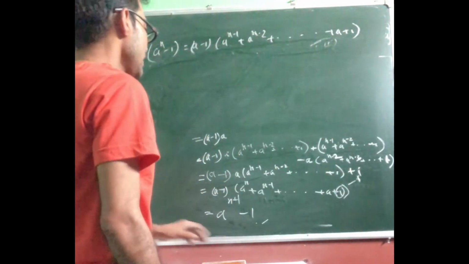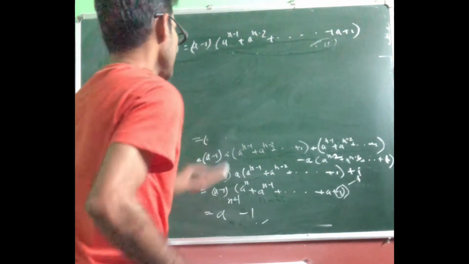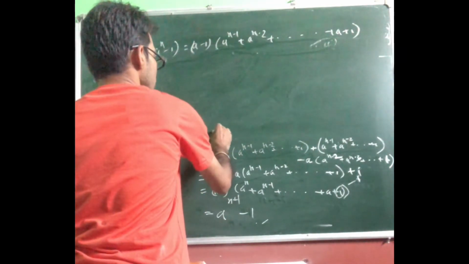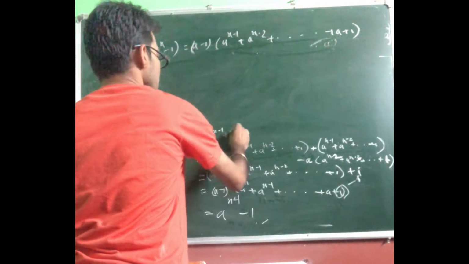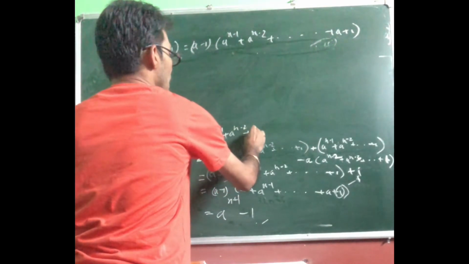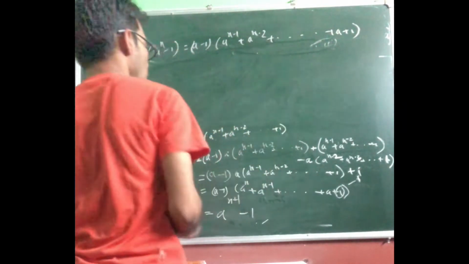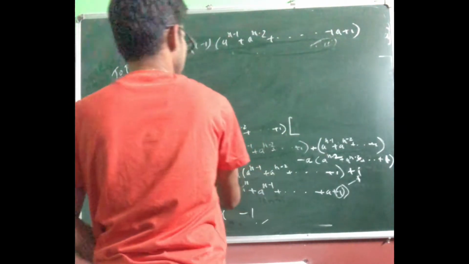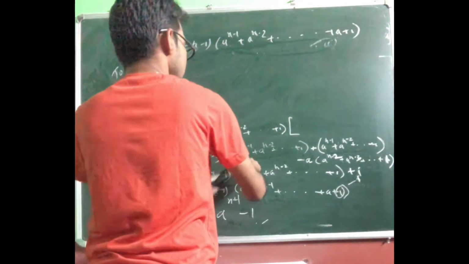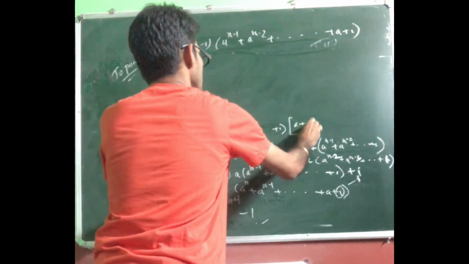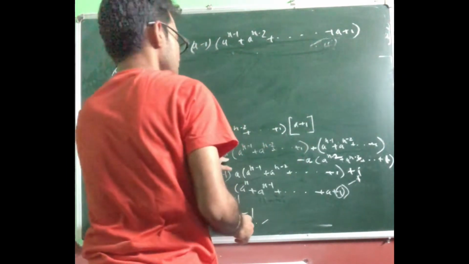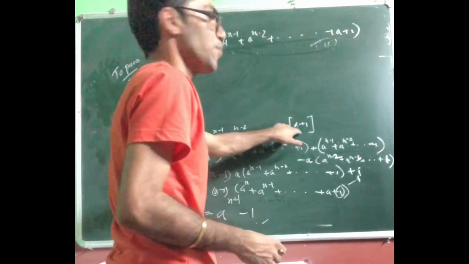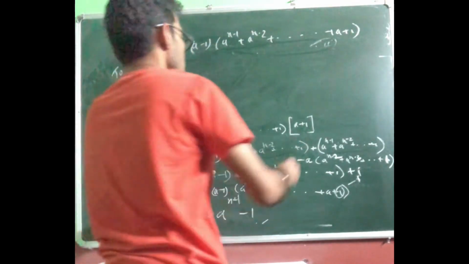So maybe I can take out this common factor. If I am taking out this common factor, which is a to the power n minus 1 plus a to the power n minus 2 plus all the way till 1, the extra thing I am having is a plus 1, because here I have got a and here I have got a 1. I took this and this common, so I have got a plus 1.